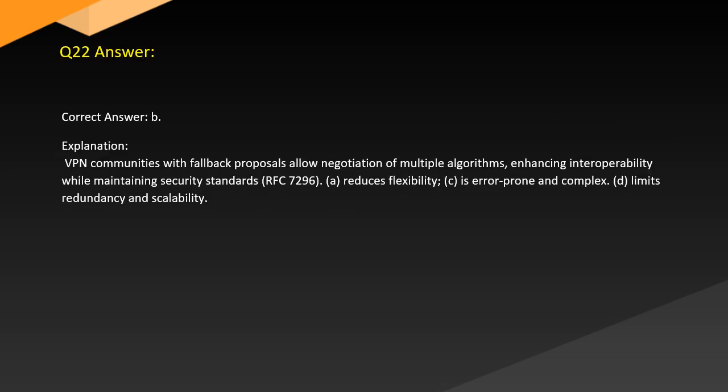Answer. Correct answer: B. Explanation: VPN communities with fallback proposals allow negotiation of multiple algorithms, enhancing interoperability while maintaining security standards. RFC 7296. A reduces flexibility. C is error-prone and complex. D limits redundancy and scalability.